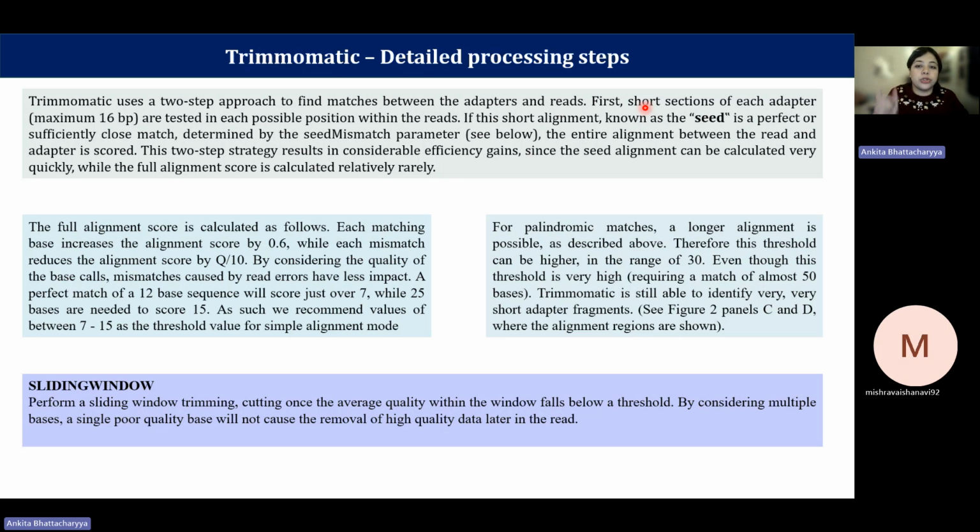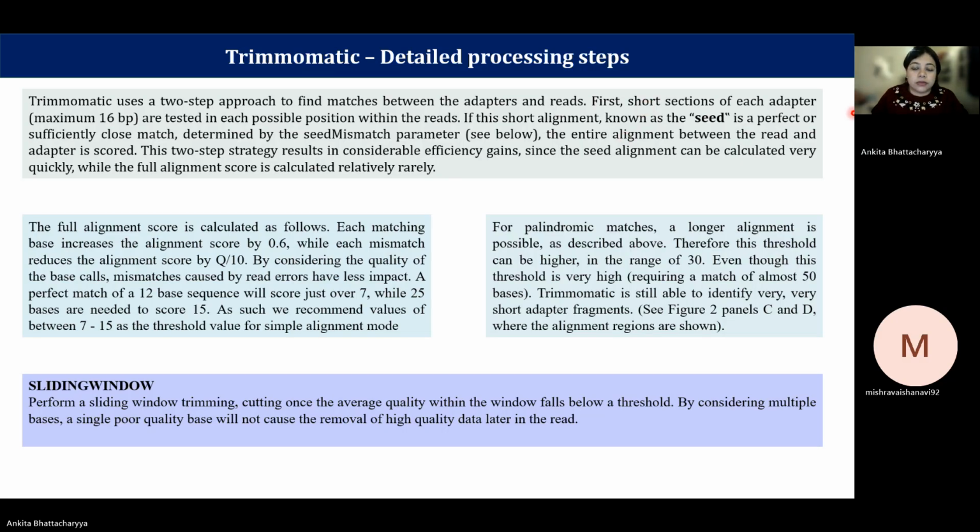So basically, you want to check for alignment between adapter and read. You will use a small seed for aligning at various positions. And if you see that there is alignment at any position, then that can get detected as an adapter start site, and that is going to help you understand that this is something that needs to be trimmed.